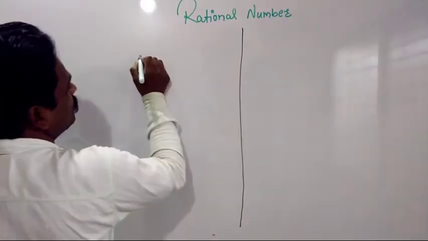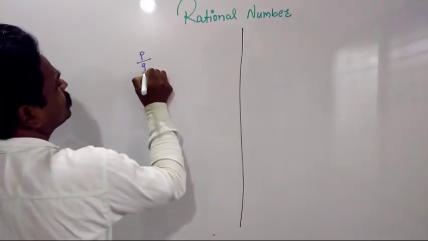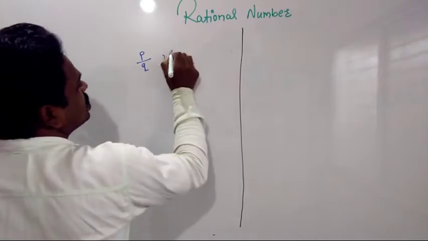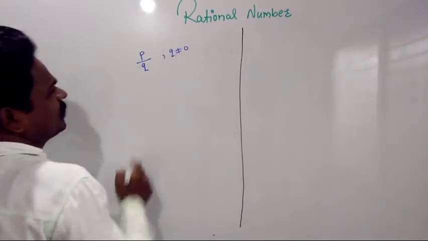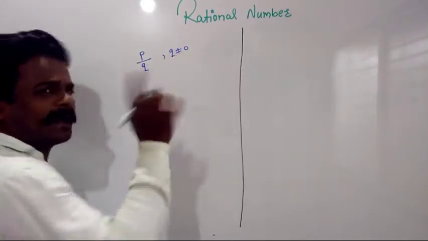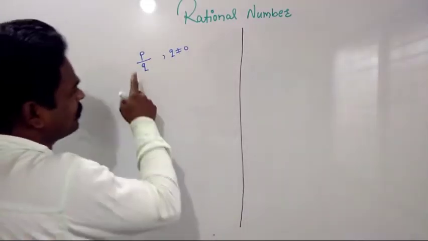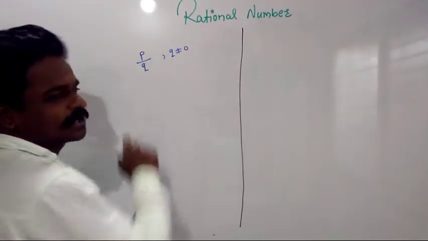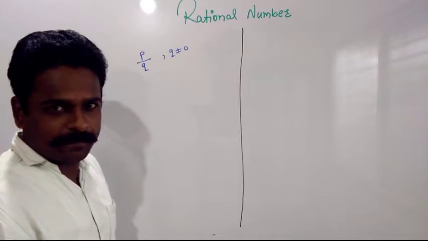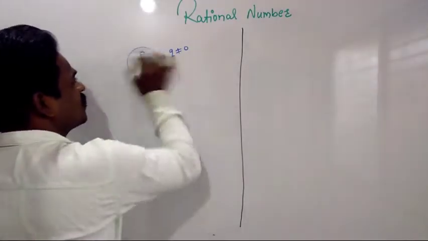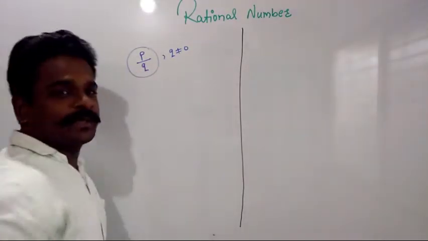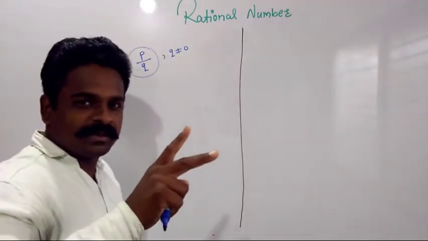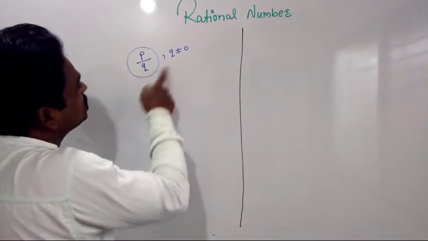So the number which can be written in the form p by q, where q is not equal to 0 and p and q are any two integers, that type of number is called a rational number. We had seen it. Okay, fine.